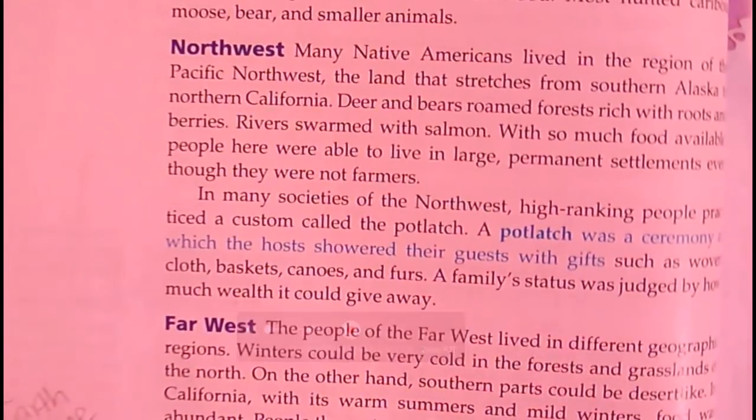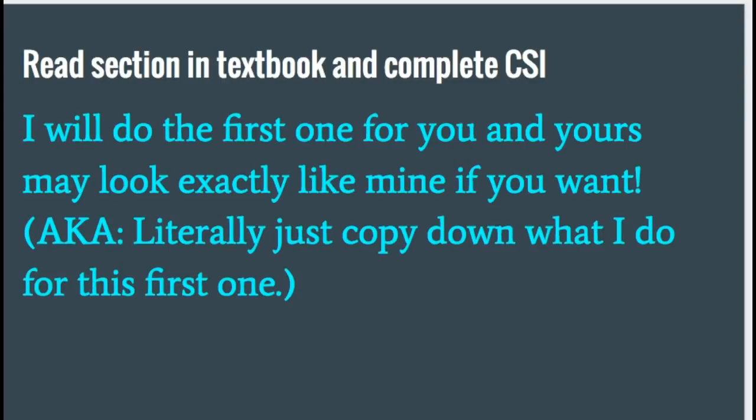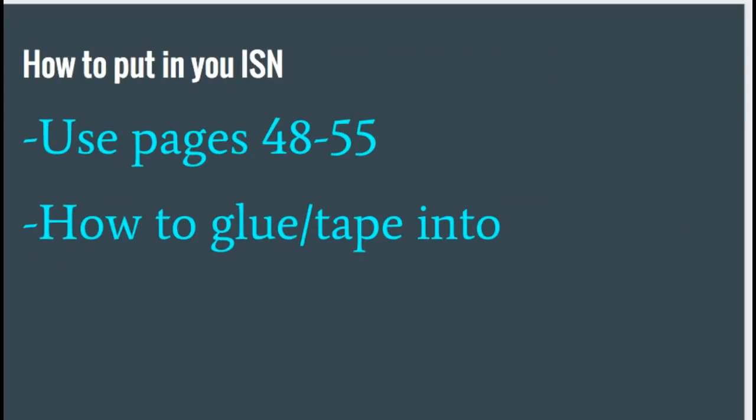When you are done with them, in your notebook, you're going to do the same thing, that CSI with the notes for all of them. Each one gets their own page. In your notebook, you're going to start on page 48 and just start putting them in. So one goes on 48, northwest goes on 49, far west goes on 50, southwest goes on 51. When you're done with that, you can put your notebook away. We will start on the rest later, next week, and you'll only have 3 more to do after that. So you're good to go.